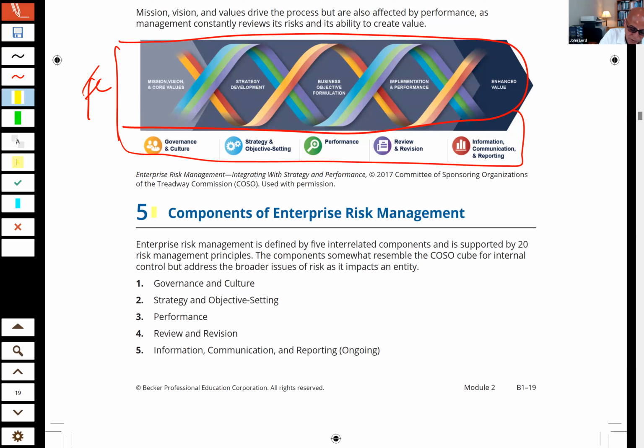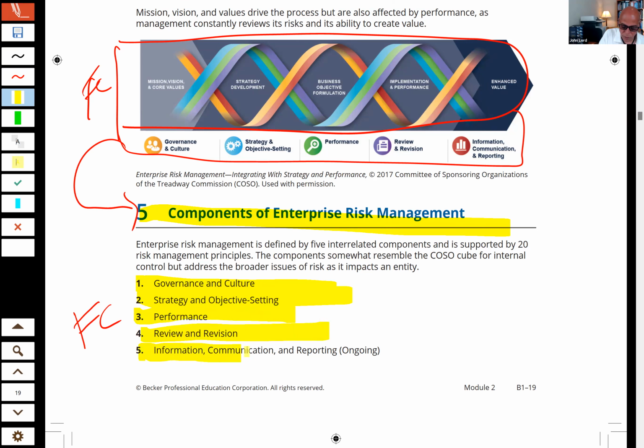And those components, of course, line up with the 5 components that you saw in that graphic. Okay, and let's just go ahead and make sure we have flashcarded these components, which are governance and culture, strategy and objective setting, performance, review and revision, and information, communication, and reporting, which is ongoing. And then, of course, that'll feed back into our governance and culture and so on. So even though we tend to put these as a first this, then that, it's also a circle at the same time, where one piece feeds into the next. Okay, so those are the 5 components.